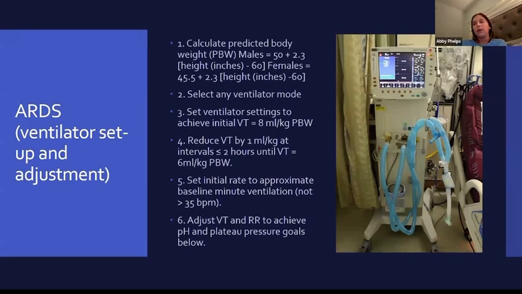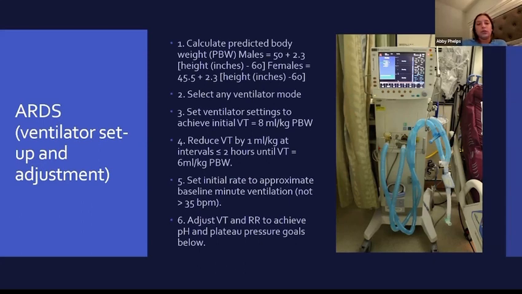So for the ventilator setup for your patient with ARDS, you need to calculate their predicted body weight. Then you are able to select any ventilator mode between AC or SIMV. Then you want to set your vent settings to achieve a tidal volume equal to 8 mLs per kilo of predicted body weight, and then reduce tidal volume by 1 ml per kilo at intervals less than or equal to 2 hours until your tidal volume reaches 6 ml per kilo of predicted body weight.